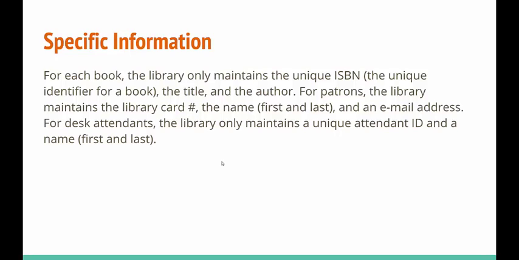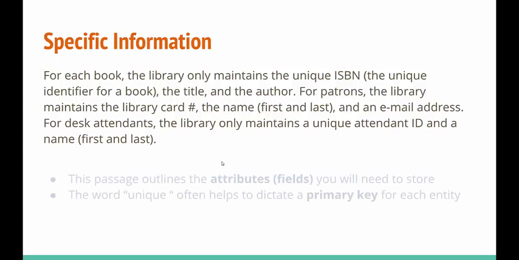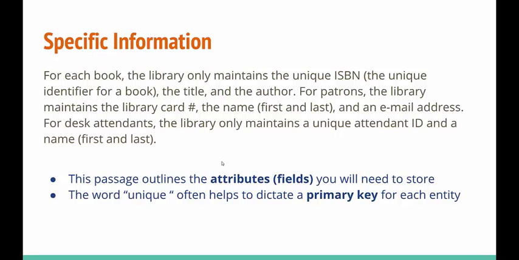What this information is telling us is information we need to figure out what are the attributes or fields that these entities, which we've already created, need to have. Another thing that's helpful in here is the word unique. When we use the word unique, it often helps to point out a primary key for the entity. Not always, because of course there can be other fields which are unique, but very often the use of the word unique is meant to imply that this particular attribute is a primary key. So let's take this information and add to our entity relationship diagram.